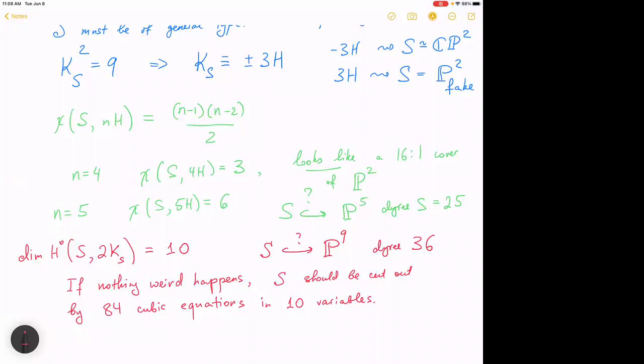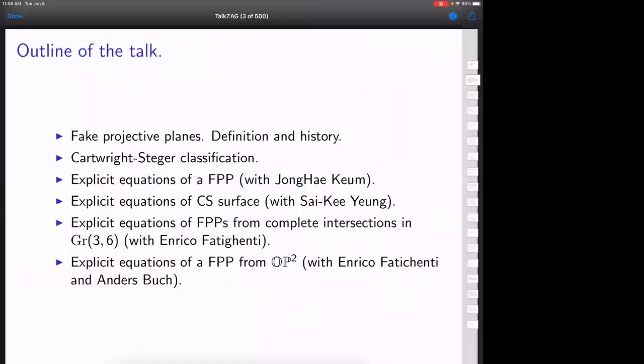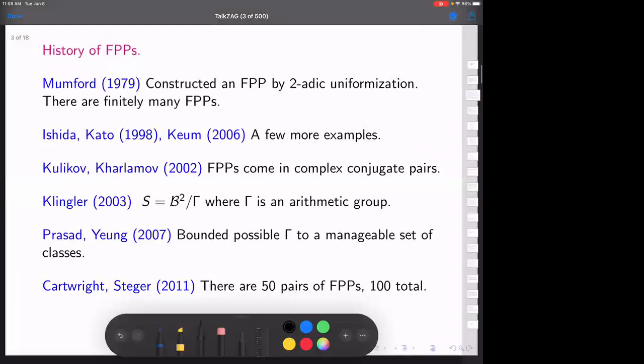All right. So what's the history of fake projective planes? Let me go back to the slides. So in 1971, Mumford first constructed a fake projective plane. The idea is that immediately from Noether's formula, and right about that time there was the Bogomolov-Miyaoka-Yau inequality, that tells you that in this case, this has to be a ball quotient, right? So it's a quotient of a complex ball by some kind of discrete group acting freely.